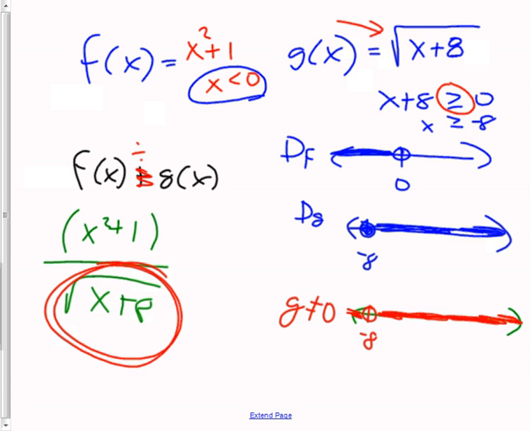Now, do you see how it changed? Just slightly, but it changed my combined domain. Now it only works up to 8, but not including 8. So now it's from negative 8 to 0, where it can't be negative 8 and it can't be 0. Yes, sir. It has to be, all three of them have to work, and one of them doesn't in this case.